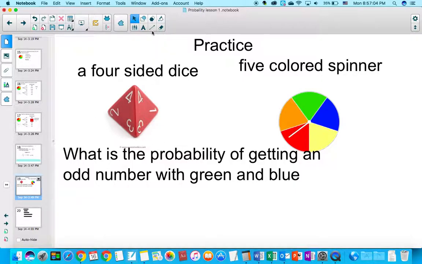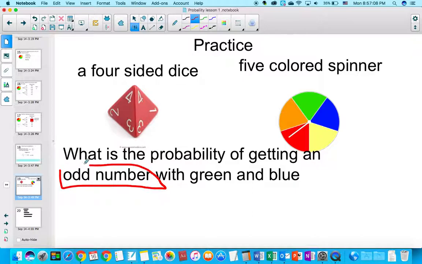The probability of getting, and I like to highlight what I'm looking for, an odd number, green and blue. So we have a 4-sided die. Well, an odd number would be 1 and 3, right? Getting 1 and 3. So we have 2 outcomes that we want. So it's going to be hard to fill this out. Let's add a new slide.